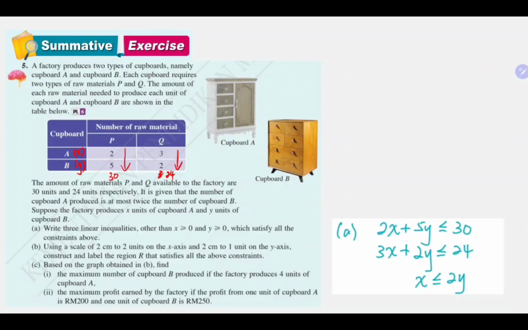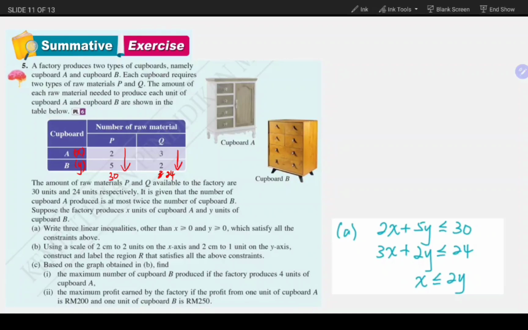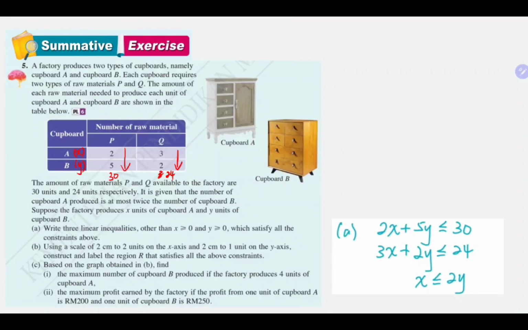Then the third constraint is given in the text. It's given that the number of cupboard A produced, which is x, is at most twice the number of cupboard B. So x must be less than or equal to 2y. Then B, using a scale of 2 cm to 2 units on the x-axis and 2 cm to 1 unit on the y-axis, so we have different scales for x and y, construct and label the region R that satisfies all the above constraints.